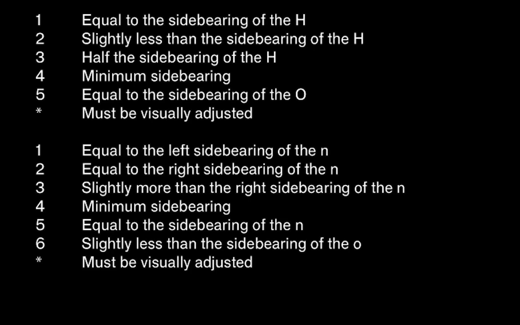And then there's slightly more, which is really vague. And then minimum side bearing, again, we have minimum. Like, is that 0? 0 is a minimum. Negative 50 is a minimum. But you're just like, what? I don't really know. And then we have equal to and slightly less than, and then, of course, must be visually adjusted, right?